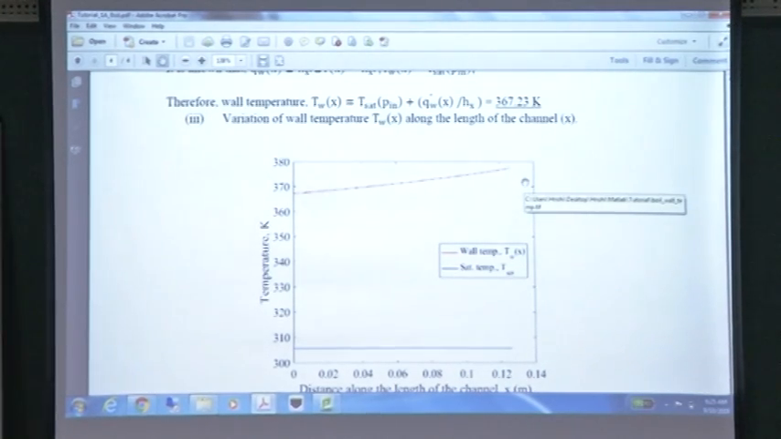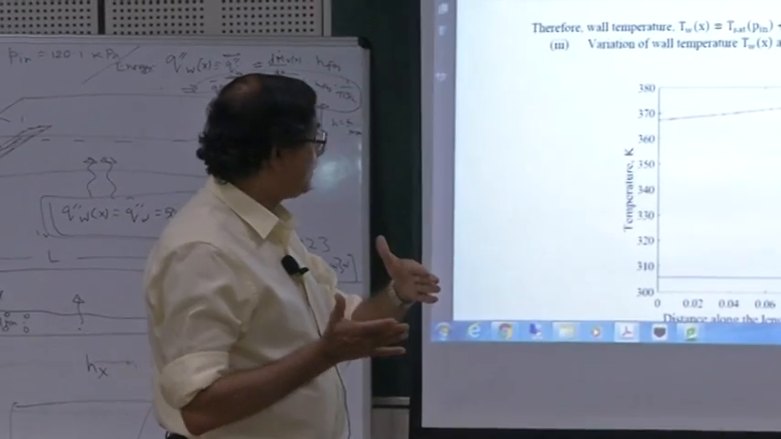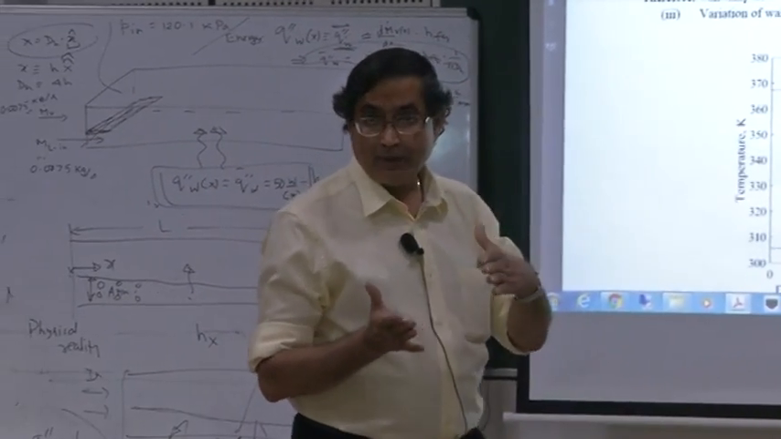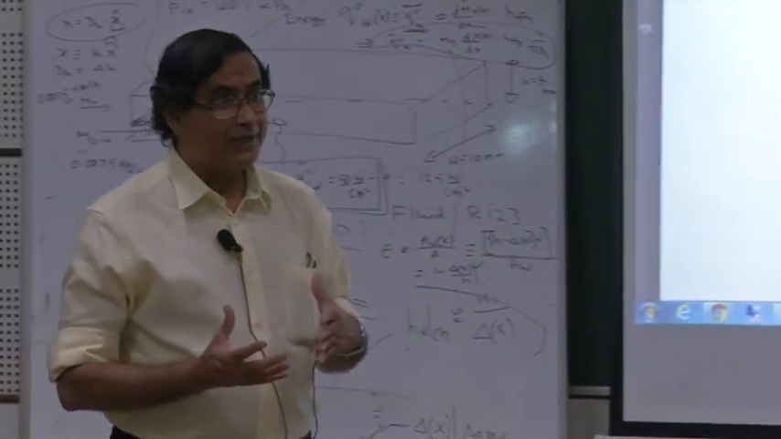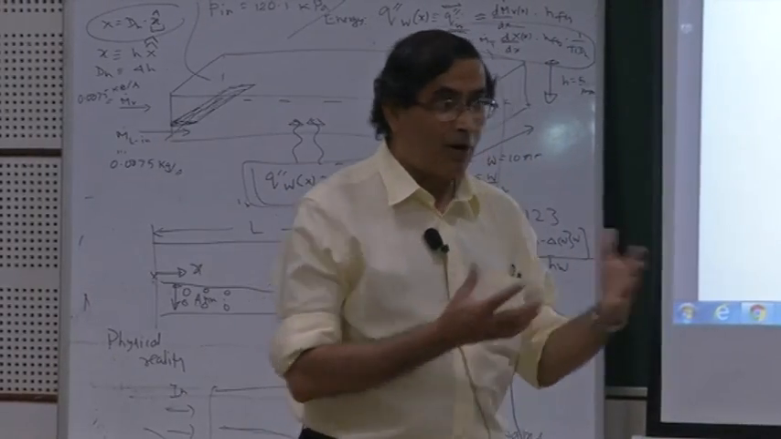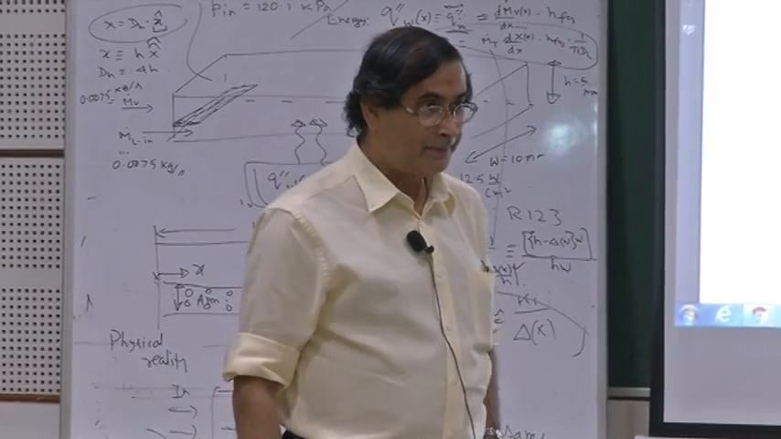Why? Because my film thickness is reducing, so my heat transfer coefficient was going up. So as the heat flux is the same, you need a smaller temperature difference for smaller thermal resistance.